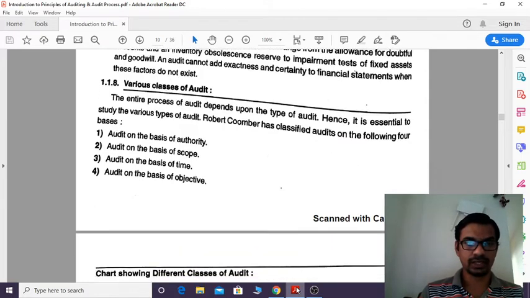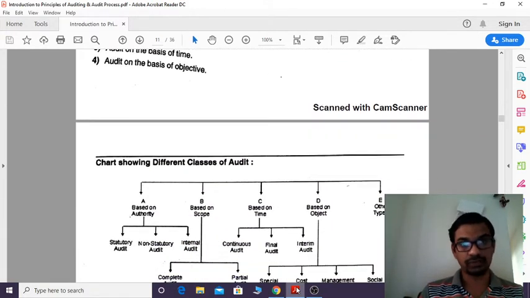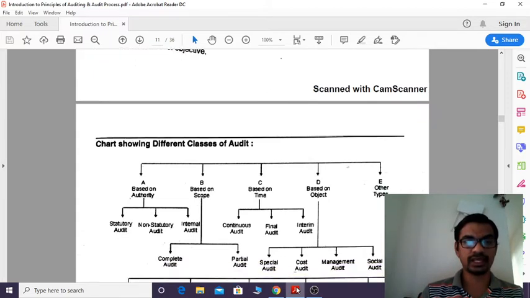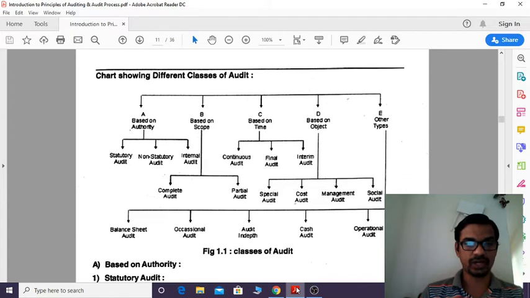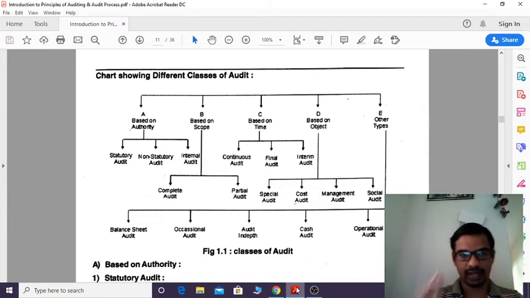Now the next one, we have to discuss the very important point of this unit, that is the classes of audit, meaning types of audit. Now it is the chart. According to this chart, these are the various types of audit. So there are a total of five major types: based on authority, based on scope, third one is based on time, fourth one is based on object, and fifth one is other types.